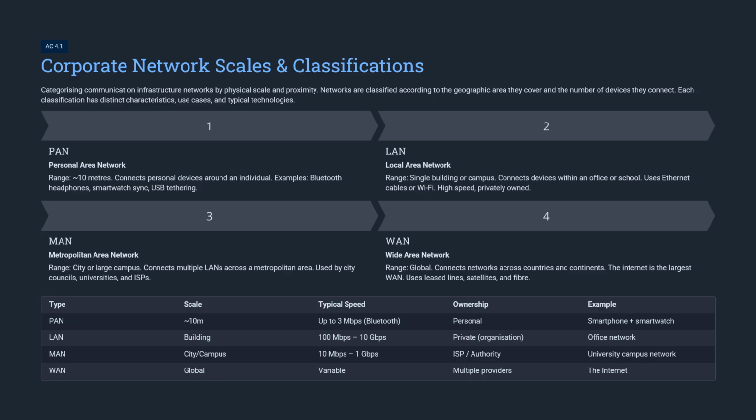Next, let's move on to compare network scales and classifications. Networks are classified based on their size and coverage area. For example, a LAN connects devices within a small area, while a WAN connects networks over long distances. Organizations choose the appropriate network type based on their size, communication needs, and business operations.